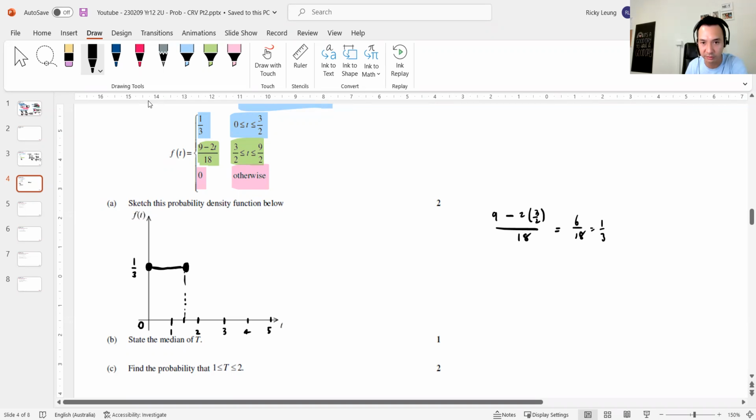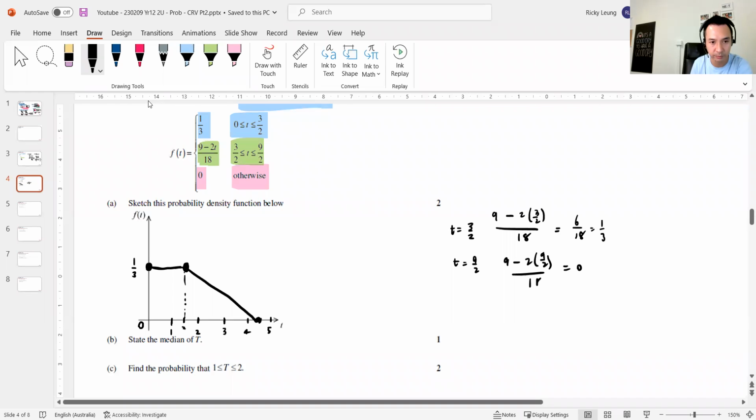Probably ends at 0, right? Let's have a look. So that's when t equals 3/2. Now what happens when t equals 9/2? Let's go 9 minus 9, yeah, look at that, equals 0, right? 0 on 18 equals 0. So actually, by the time it hits 4.5, it goes down to 0 like that.